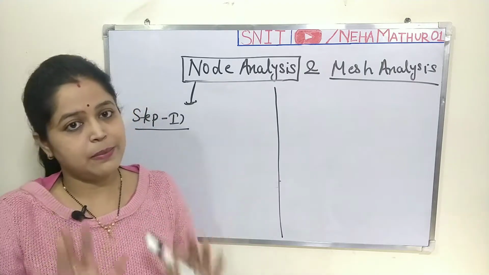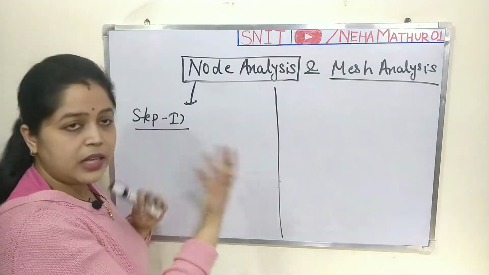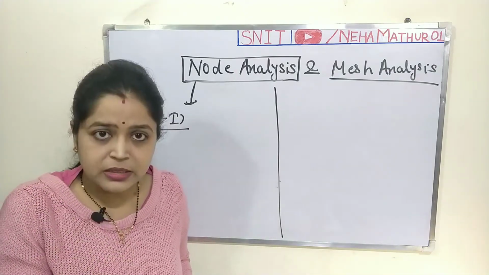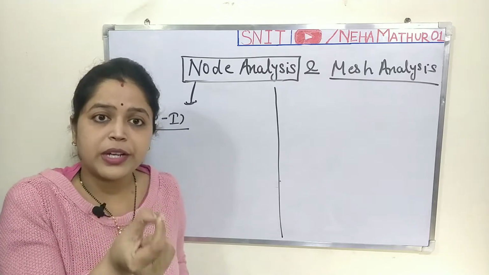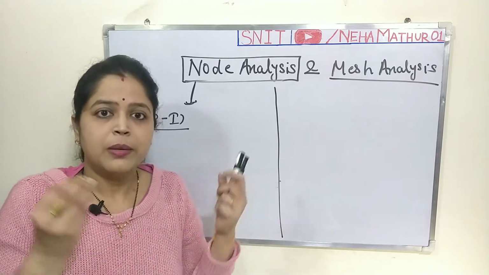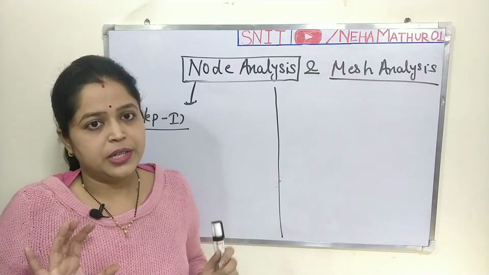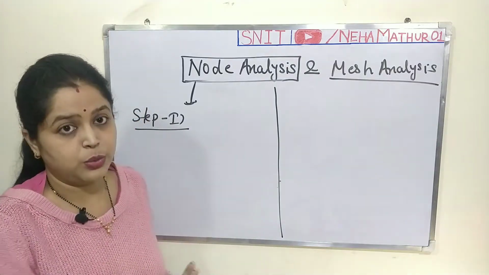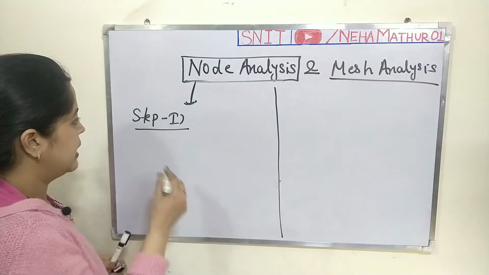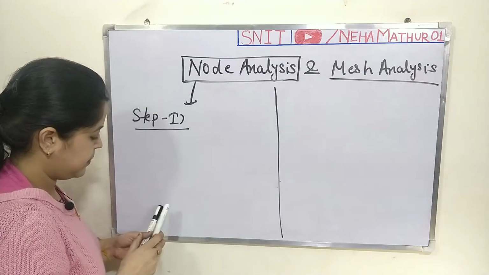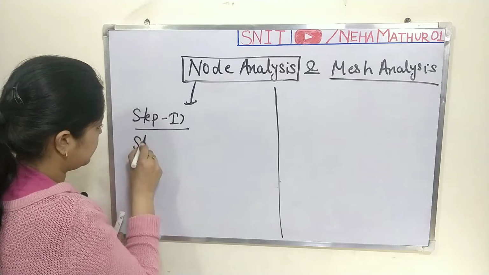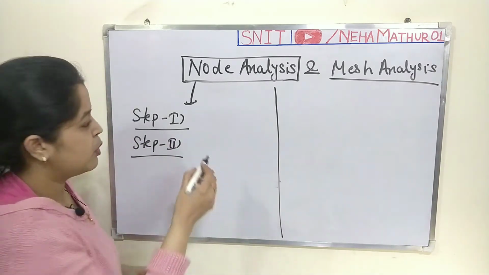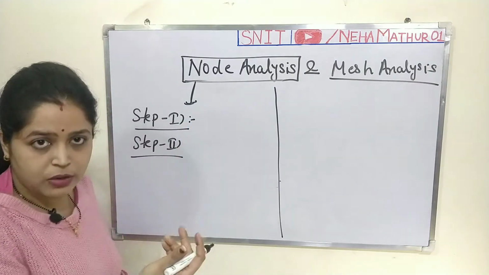So the first step is obtaining all the principal nodes, and I am again repeating, a node means a junction or a point where two or more branches are joined. Fine. So the first step is the identification of the principal nodes. Now what about the second step? I am mentioning a small indication of the actual meaning of the first step.